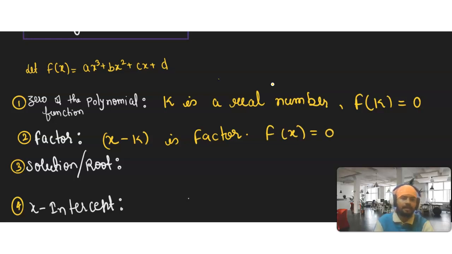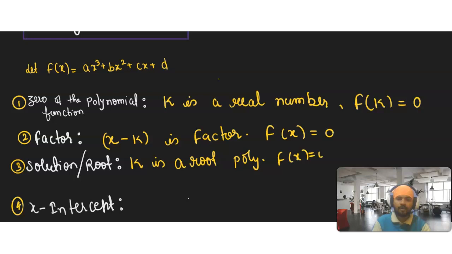Now what is the meaning of the solution and the roots? The solution and the roots of the cubic polynomial are basically as follows: if k is a root of the polynomial equation, the polynomial equation would be f of x equals 0. If k is the root, then if we substitute k in place of x, we will get 0.